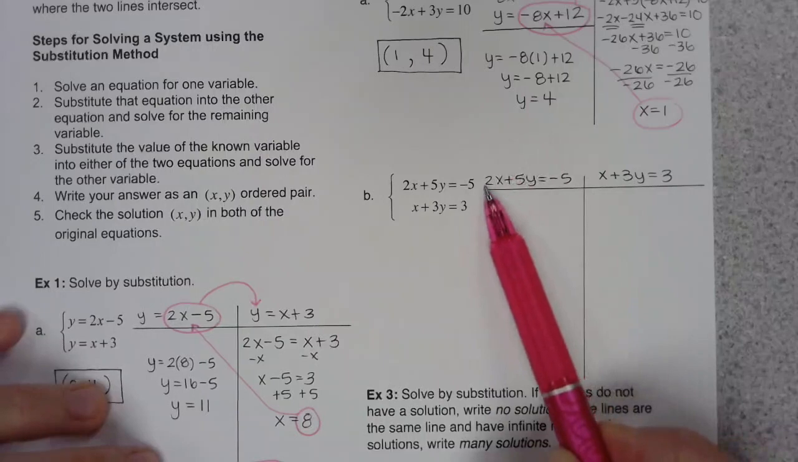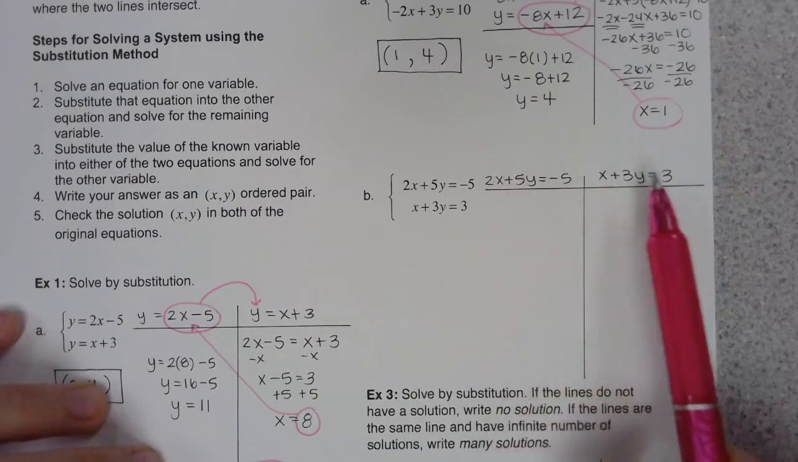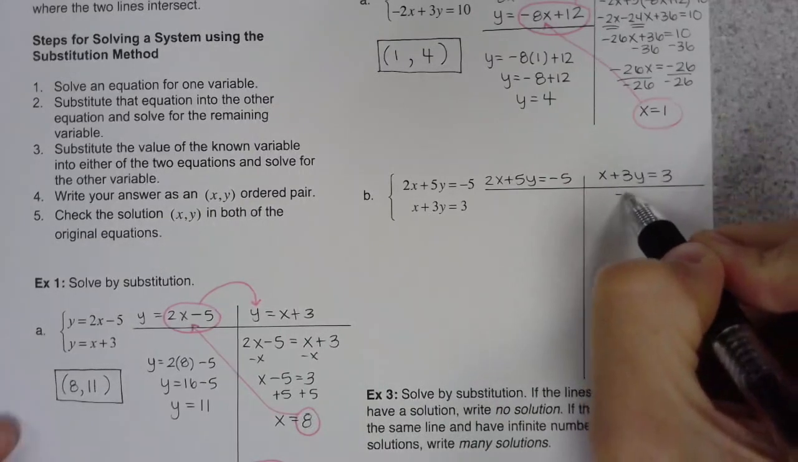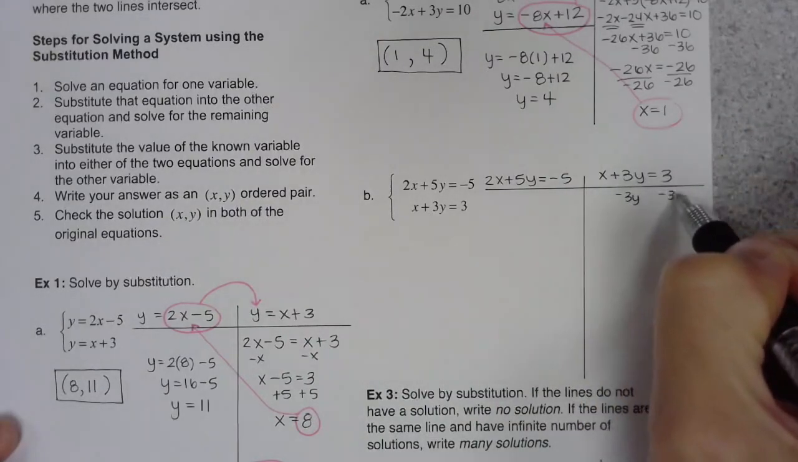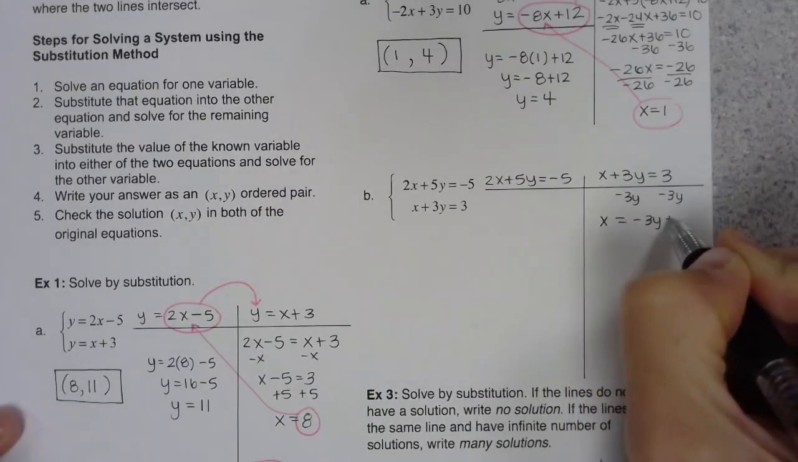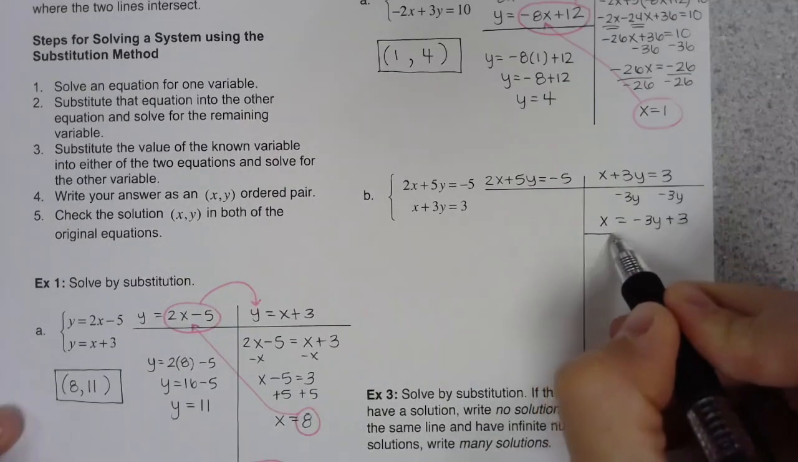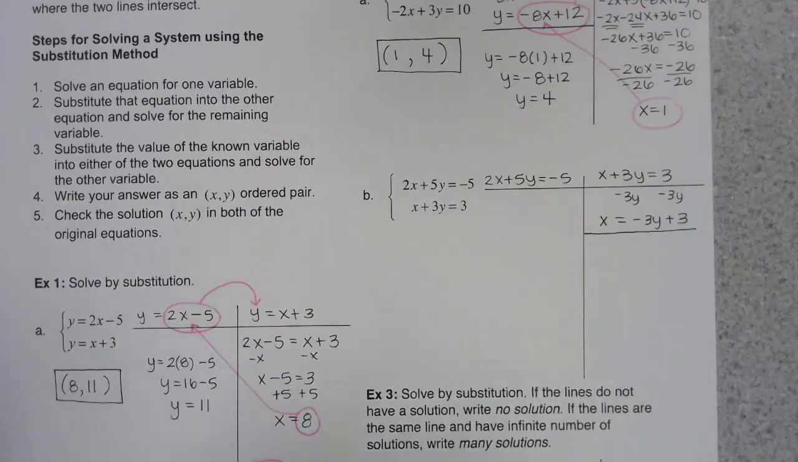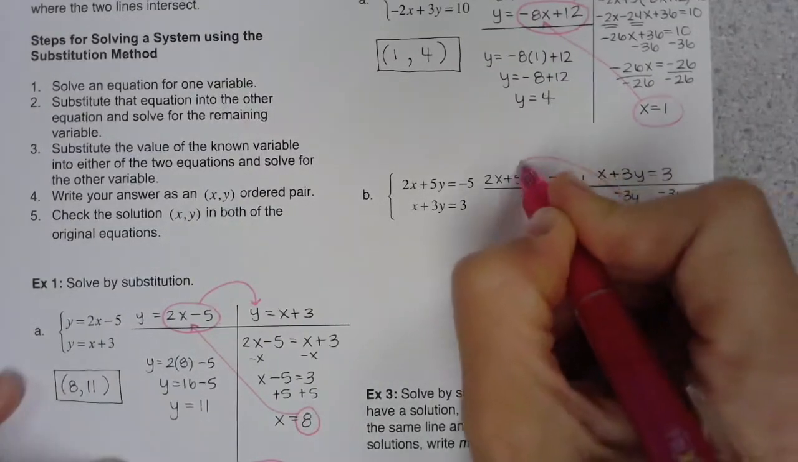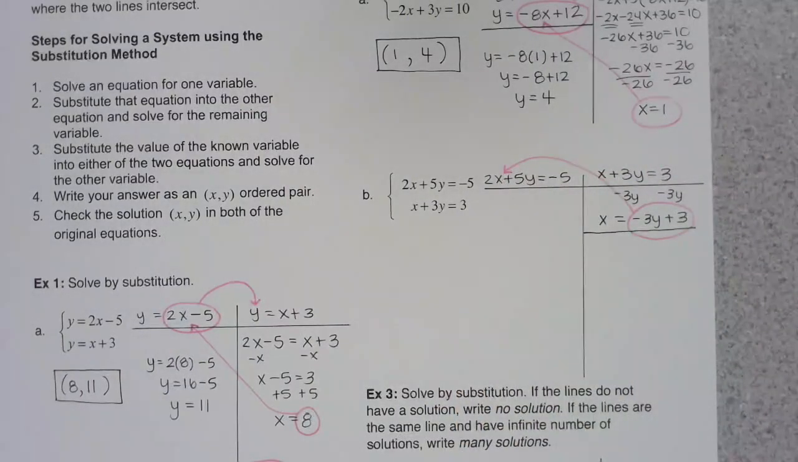Over here, these both have numbers in front of them, so that's going to be a little bit harder, but on this one, I could do just one step. If I subtract the 3y from both sides, this side would turn into x equals negative 3y plus 3, and then I'll draw the line underneath that, because then that would have the x all by itself, and so this could come in over here, and you could substitute that in for the x to solve the system by substitution.